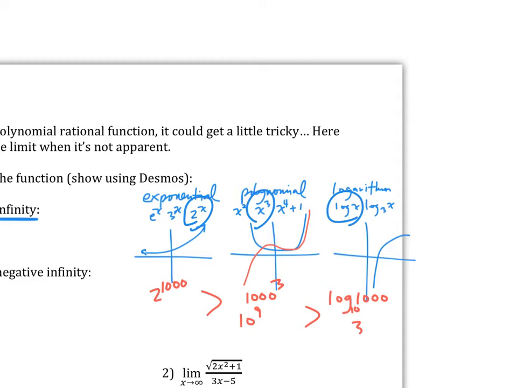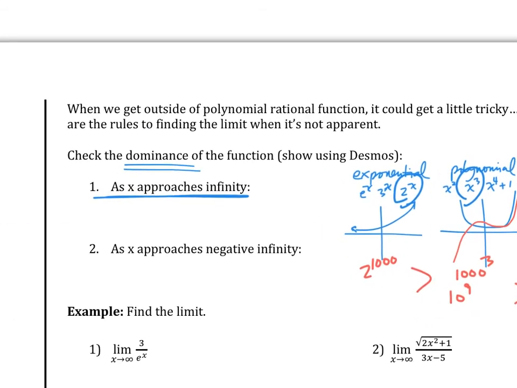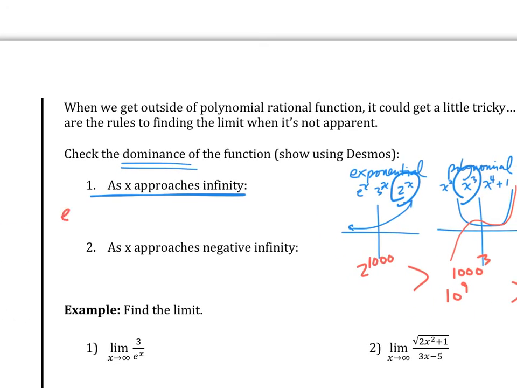That's because when we put in a very, very large number, this is what would happen. And so this is the dominance that you need to remember: exponential is bigger than polynomial, is bigger than logarithm. This is when x is going to infinity.